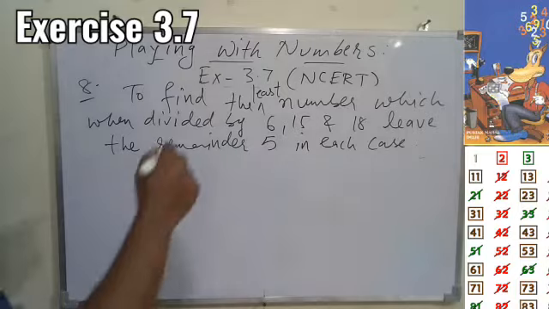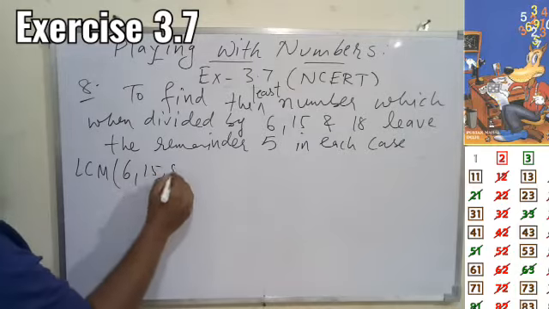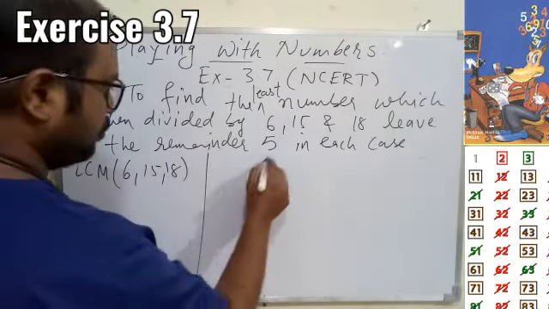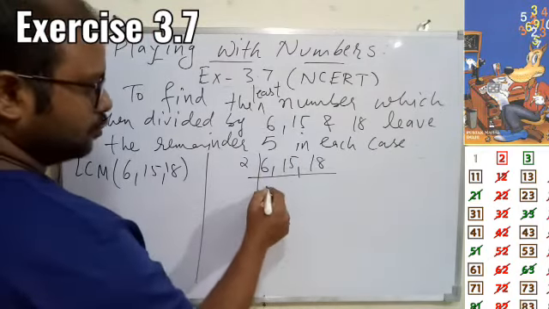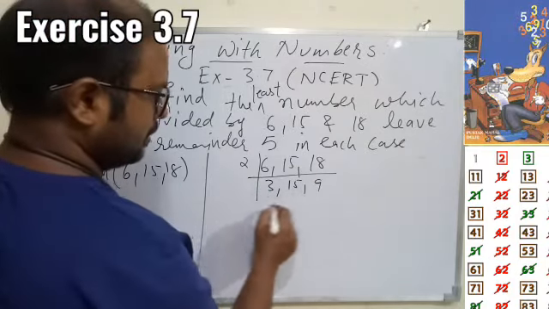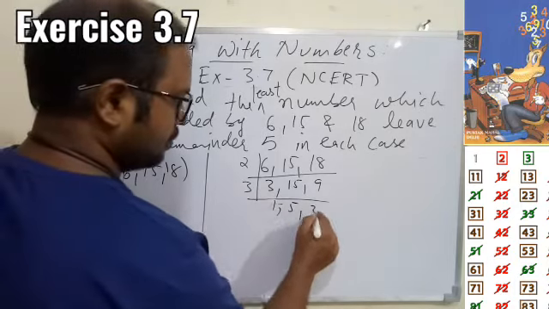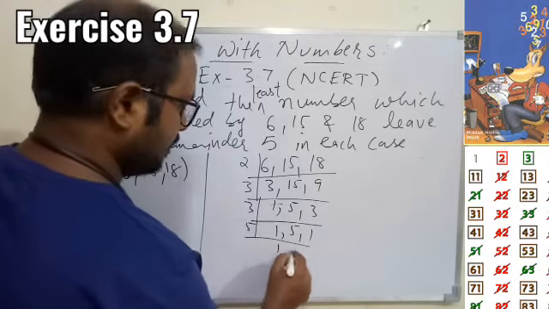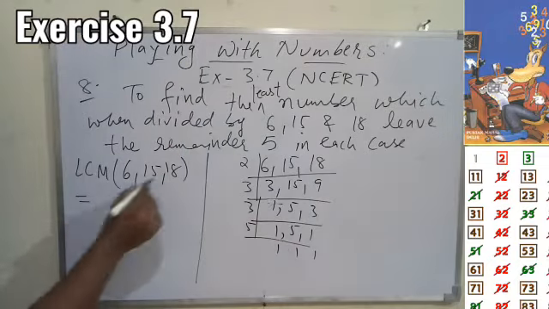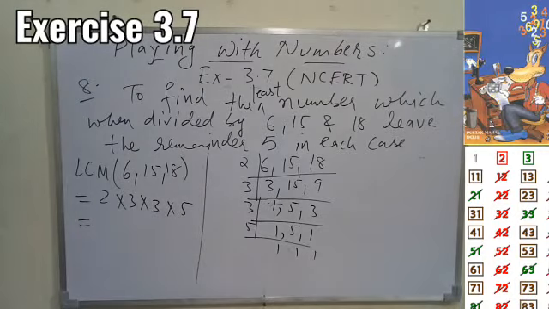So let's very first find the least common multiple of all the three. We'll find the LCM of 6, 15 and 18. First we'll try with 2 only. 2, 3 is 6, 9. Now we can go with 3 only: 3, 1, 5, 3. Then 3, 5, 1, and then 5, 1, 1, 1. So our LCM is 2 into 3 into 3 into 5. 3, 3 is 9, 5, 2 is 10, nothing but 90.